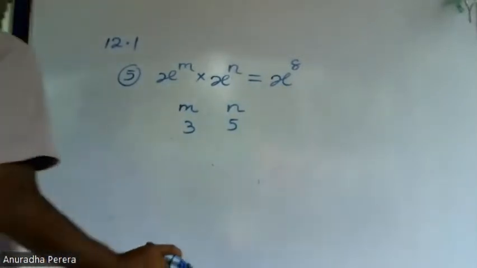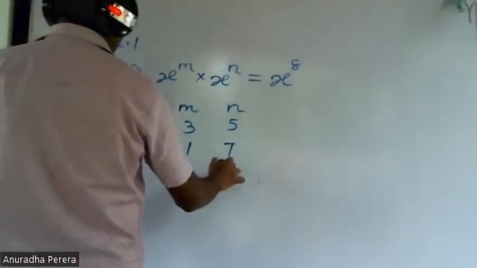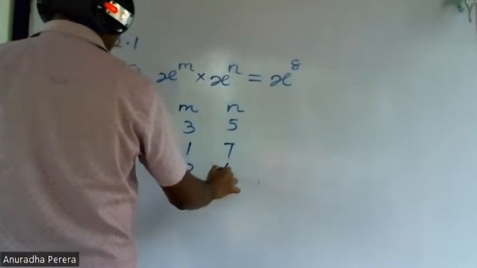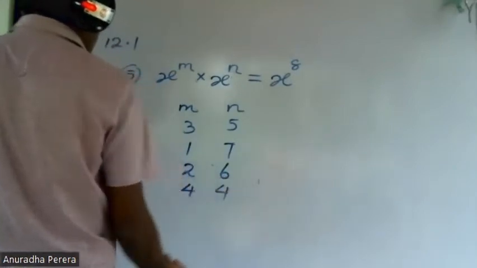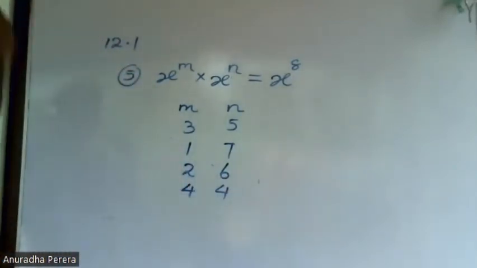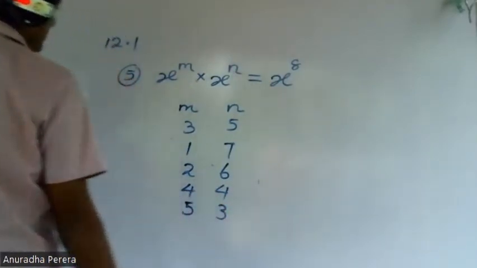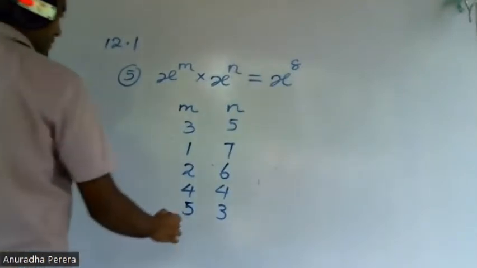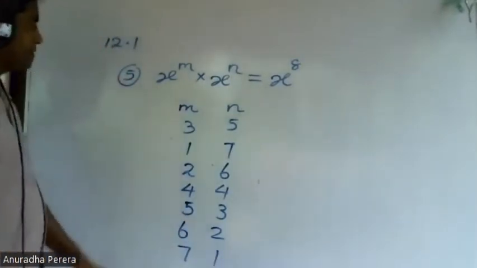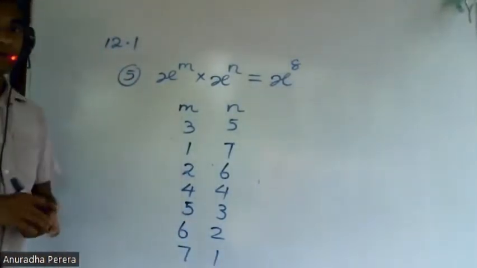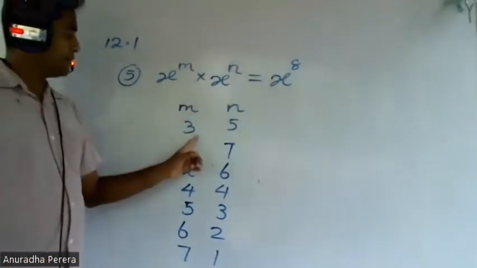1 and 7, 2 and 6, 3 and 5 is given, 4 and 4, 5 and 3. When m is 6, n is 2. 7 and 1. All can be used. When taking the product of powers with the same base, indices should be added.